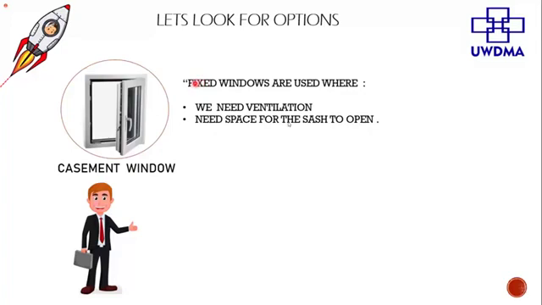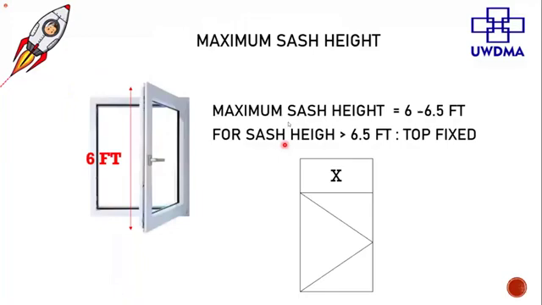So casement windows. Now, if you're going for casement windows, of course, where we need ventilation, casement windows need space for the sash to open. If you're going for outside opening or inside opening, especially while inside opening, you must ensure that you have enough space for the sash to open. Now, if we talk about the maximum sash height, normally we go for 6 to 6.5 feet of sash height in case of a window.